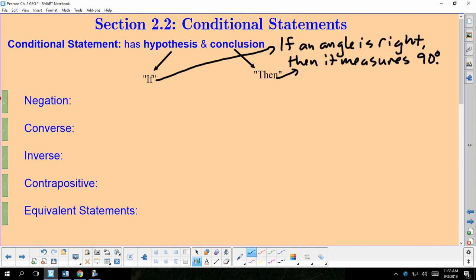The hypothesis, for our book, we're going to use the letter P, and the conclusion, a Q. Okay? And if we have an if-then, it goes like this. If P, then Q. So we use this notation. This is shorthand notation for that statement.